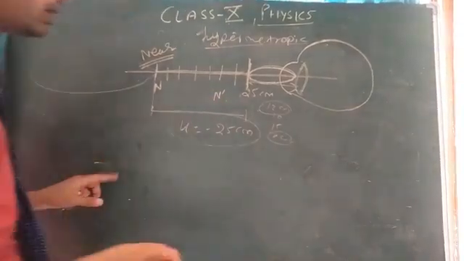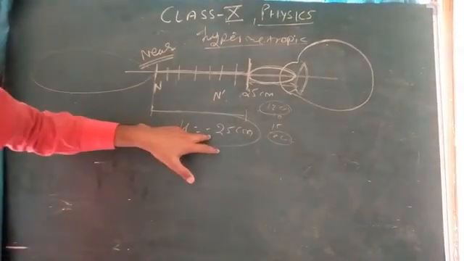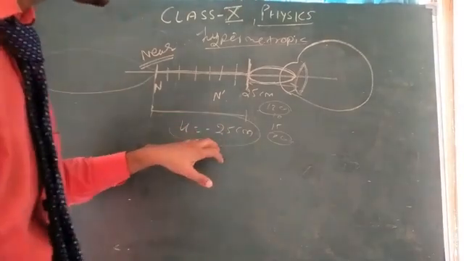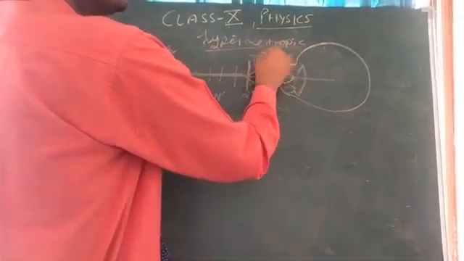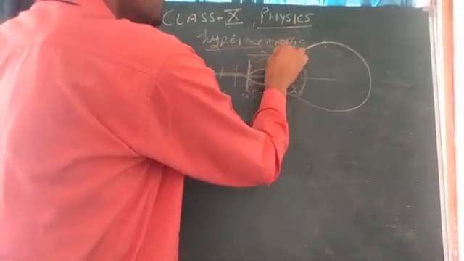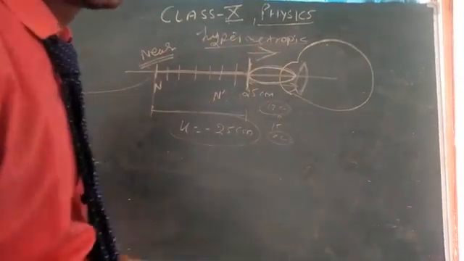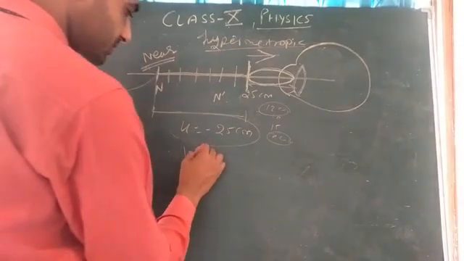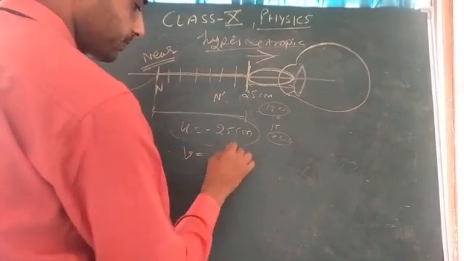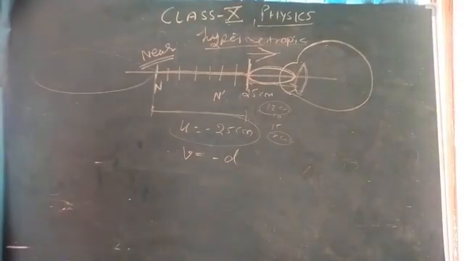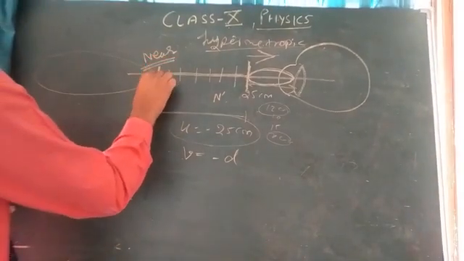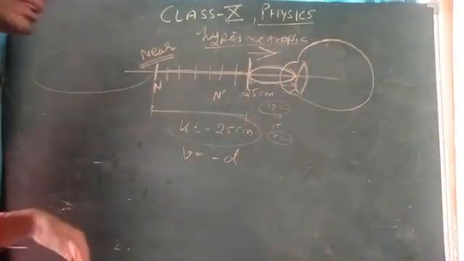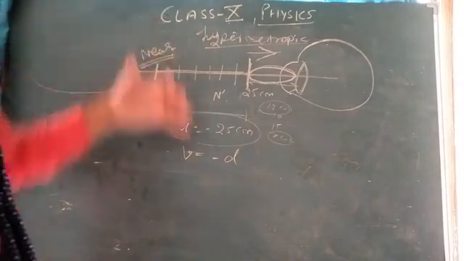Where is our object placed? -25 centimeter. Why negative sign? Negative sign indicates that we have to measure distance against the direction of light. And v is any distance. Let this be d. This v equals minus d. This is the near point for the hypermetropic eye. So it is a variable quantity. Different hypermetropic eyes have different near points.